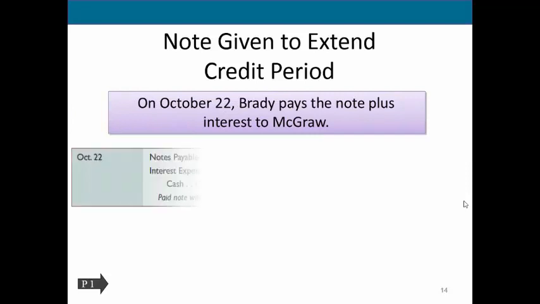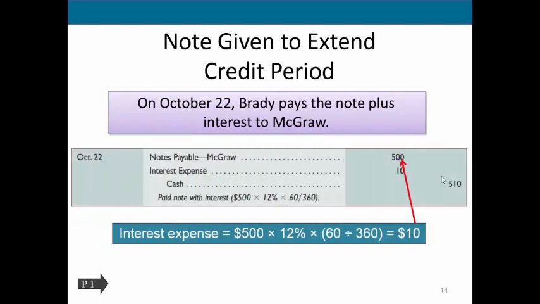As time passes, we'll have to show the incurrence of that interest and then the payment of that interest. So here we have 2 months later, we're going to pay the note payable back, and we're going to pay the interest. So go ahead and calculate the interest expense. This is just the same way we've been calculating interest. $500, because the note is only for $500. It wasn't the original $600. It's $500 multiplied by 12%.